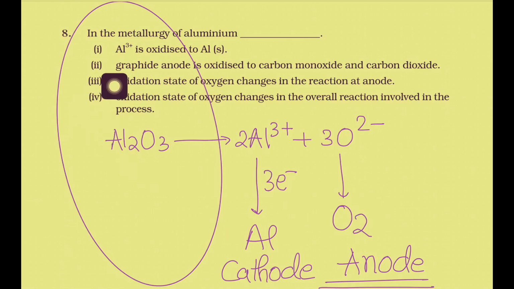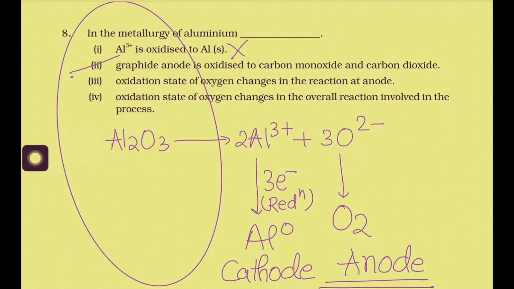So what's the correct answer? Let's see. Aluminium 3 plus is oxidized to aluminium. That is wrong, this is reduction, because there is a decrease in the oxidation state of aluminium from +3 to 0. So that is reduction. Next, graphite anode is oxidized to carbon monoxide and carbon dioxide.